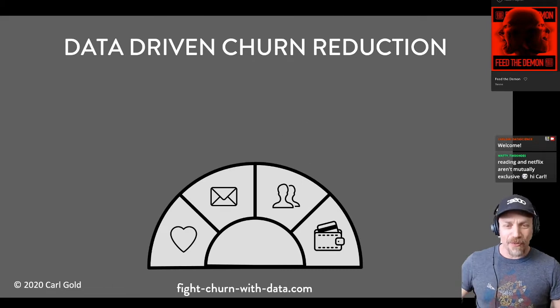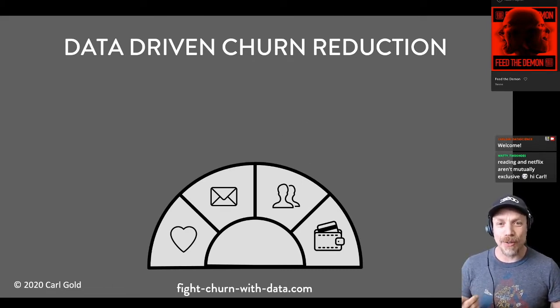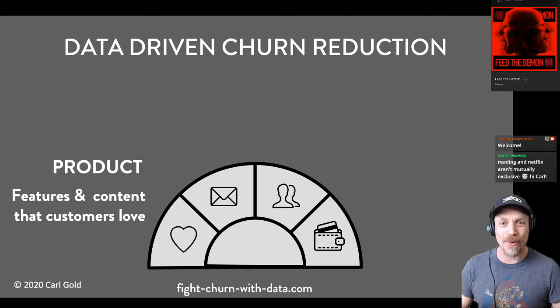What is Fighting Churn with Data really? It's a set of techniques or practices or strategies all under data-driven churn reduction. The most important one I always tell people is to make a great product, because if you have a great product, your customers won't churn. But how can data help?